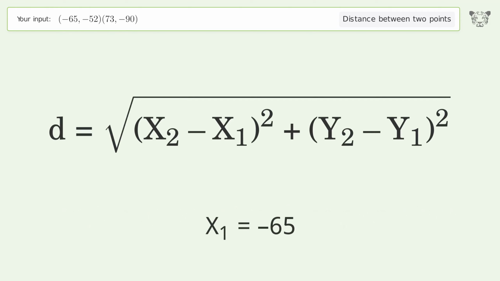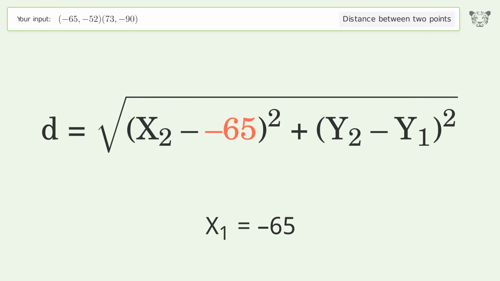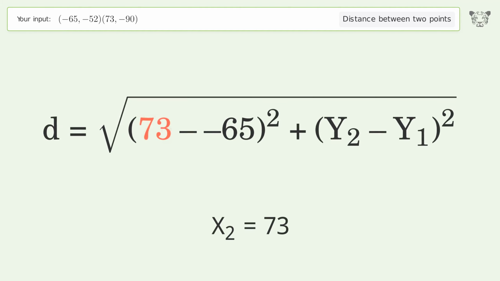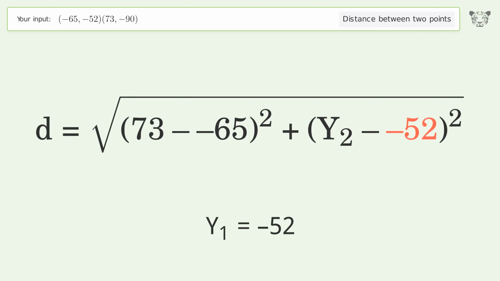x1 equals -65. x2 equals 73. y1 equals -52. y2 equals -90.